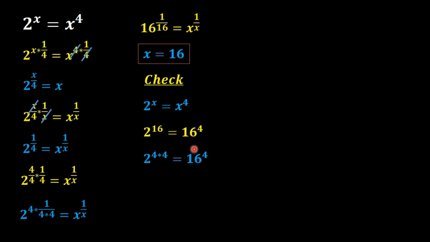Now in the next step, this 16 can be broken into 4 into 4, and as a result we should get 2 to power 4 into 4 is equal to 16 to power 4, which will remain the same. Now this 2 to power 4 can be written as 16 and the power 4 will remain the same, and the other side of the equation, 16 to power 4, will remain the same, and you can see that both sides of the value are equal, which is 16 to power 4. It means that the value x is equal to 16 is true for this expression, which is 2 to power x is equal to x to power 4.